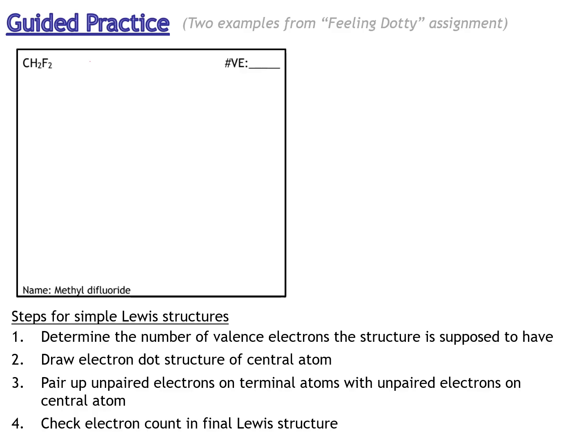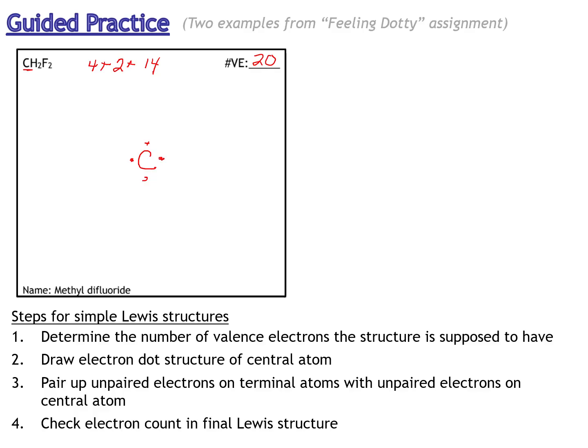So we have 4 from the carbon, a total of 2 from the 2 hydrogens. And then each fluorine is 7, so 14. So 18, so that's 20 valence electrons, which is how many we're supposed to have. The element that we have the smallest number of is carbon, so that's going to go in the middle. So there's my carbon, its electron dot structure.